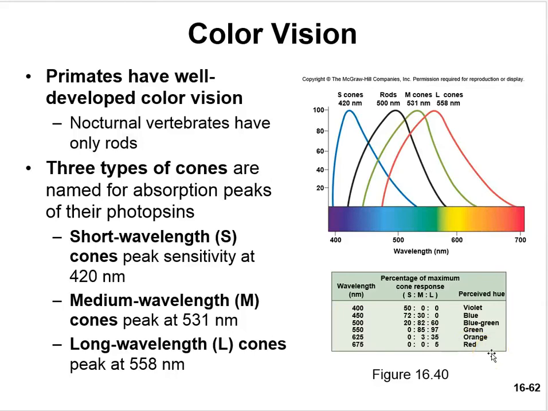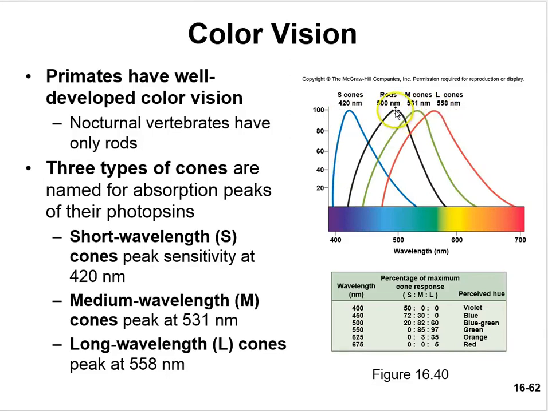Primates have well-developed color vision, whereas nocturnal vertebrates only have rods so that they can see well in the dark. We have three types of cones, sometimes called short wavelength or S cones, medium wavelength or M cones, and long wavelength or L cones. But sometimes they're called blue, green, and red cones. Not that they only see those colors, but it basically means where they peak in the color that they see.